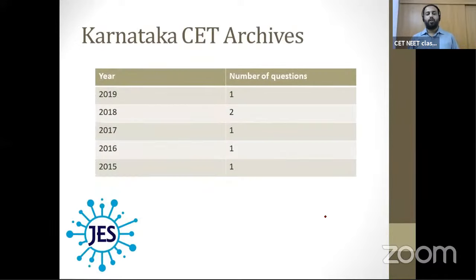First, before taking up the concept, we should know how many questions were asked in previous years. How many questions came from this chapter in CET papers and NEET papers? If you look at the data from 2015 to 2019, almost every year one question has been asked, right? Only in 2018 there were 2 questions asked. Other than that, almost 1 question every year from this chapter, maybe maximum 2, not more than that.